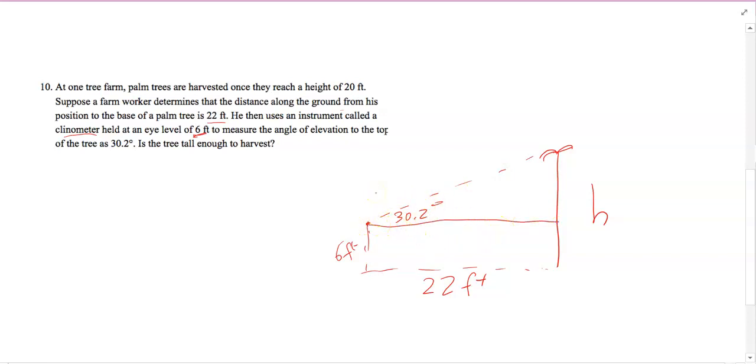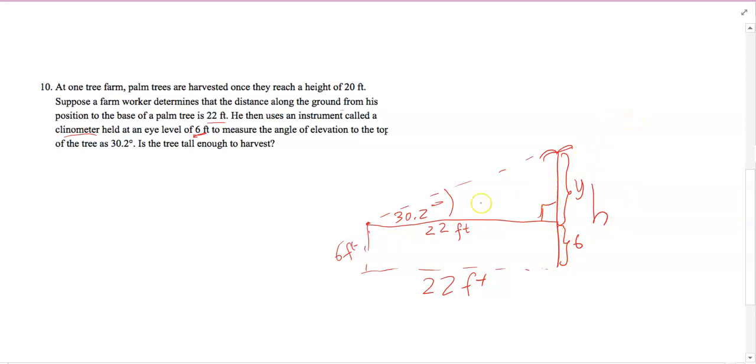We want to find the height of this tree. So we know this distance is 22 feet, so therefore the parallel to it also has to be 22 feet. Let's call the distance from here to here y. And so we know this distance here would be 6, so let's call that 6. So we want h to be 20.